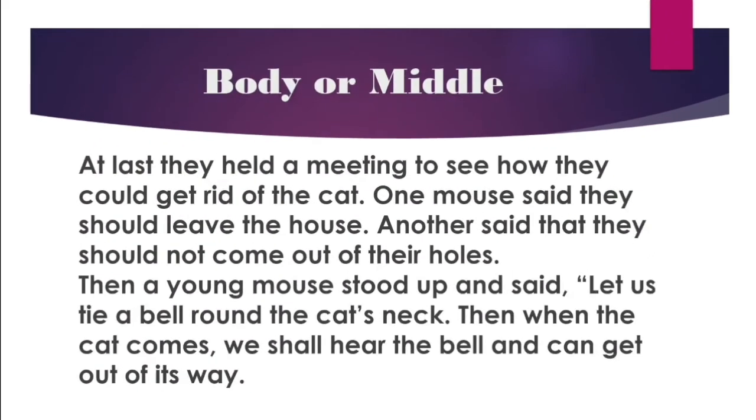Now in the body or the middle part also, we are going to write complete sentences. We are going to make a sequence with the help of the hints given in the outline. At last they held a meeting to see how they could get rid of the cat. One mouse said they should leave the house. Another said that they should not come out of their holes. Then a young mouse stood up and said, "Let us tie a bell round the cat's neck. Then, when the cat comes, we shall hear the bell and can get out of its way."